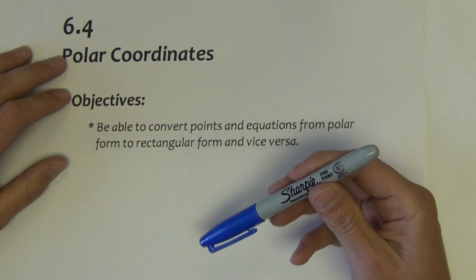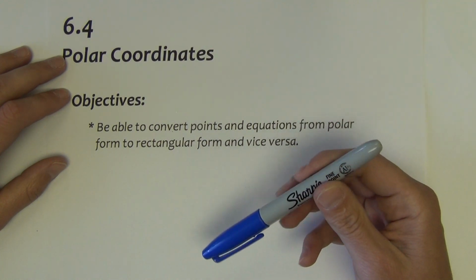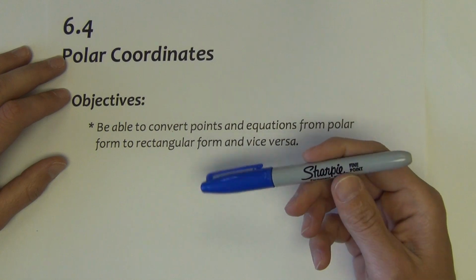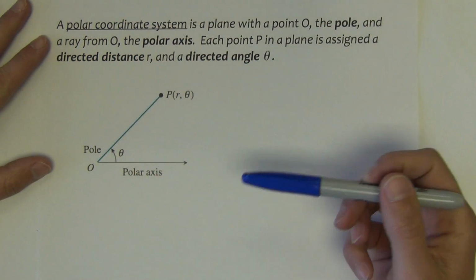In section 6.4, we're going to go over yet another application of trigonometry. This one is going to create for us a new system for graphing called a polar coordinate system. So this polar coordinate system, what is it?